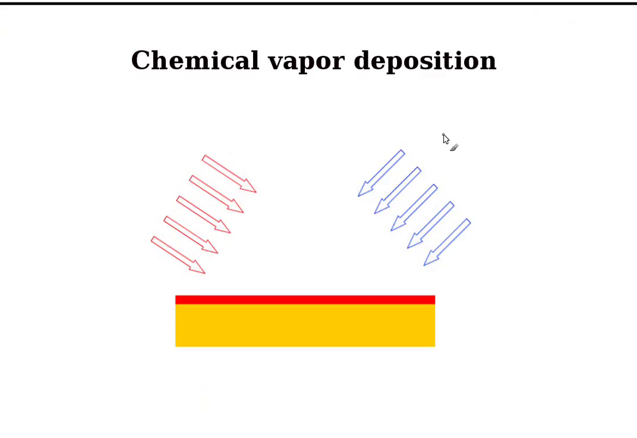The precursor for atomic layer deposition is chemical vapor deposition. In case of CVD, two gases are simultaneously flown into the chamber. Those gases react on the surface, and high temperature of the surface catalyzes the reaction. Everything is done in vacuum, of course.